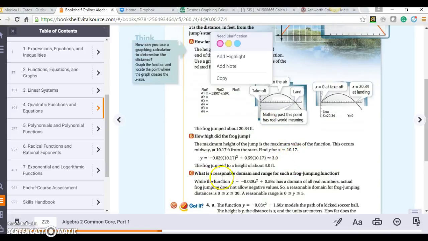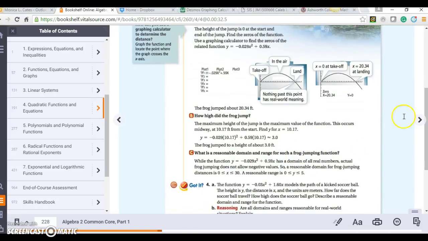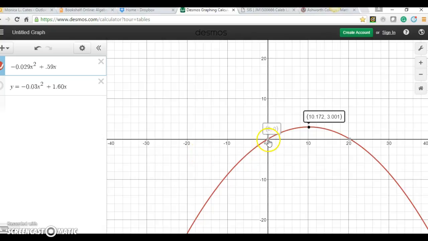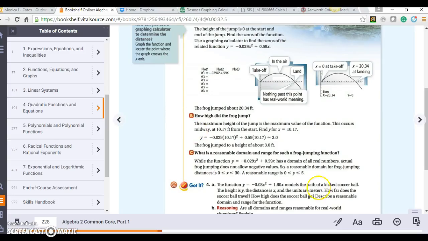All right, so it says, what is a reasonable domain and range for such a frog jumping function? So the domain is my x-axis. So I know I can't go in the negative direction, right? So the reasonable domain would be probably from 0, they said, to about 30. So a frog could probably jump about 30. And then the range, how high it could jump, again, we can't go in the negative direction. So it'd be from 0 to 3, maybe about 5. I don't know how high a frog could jump. Oh, they said 5 as well. So from 0 to 5 for my range, and from 0 to 30 for my domain.